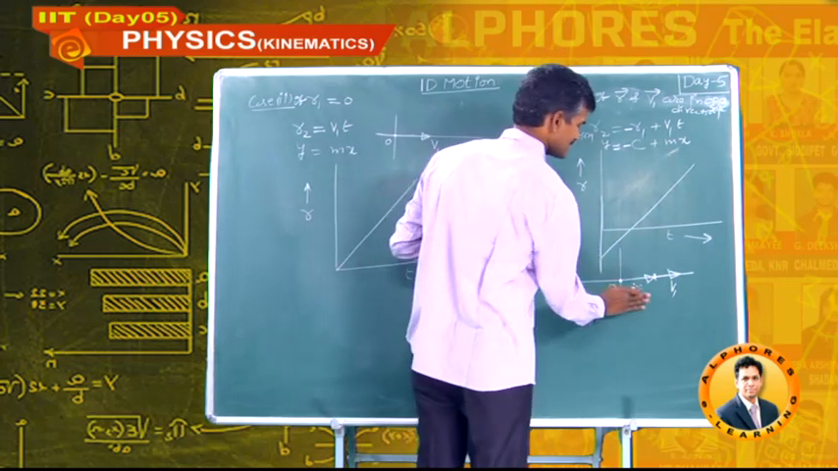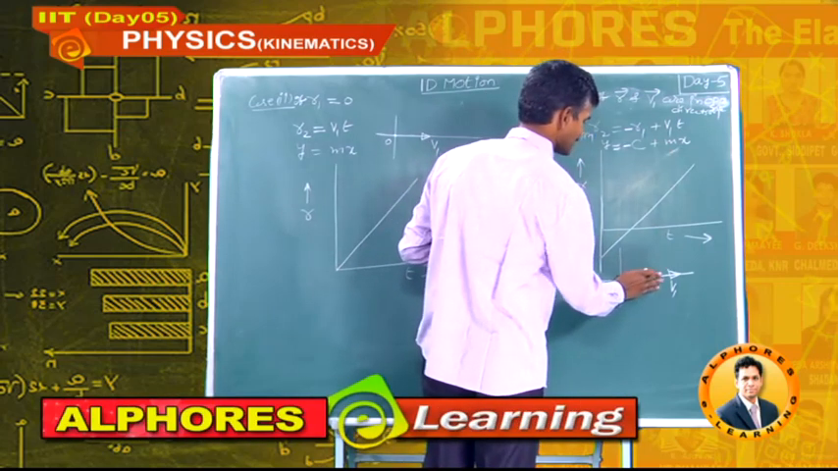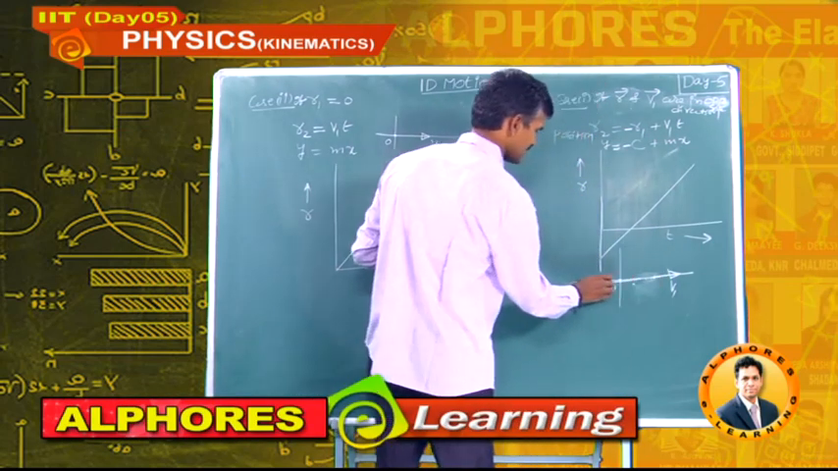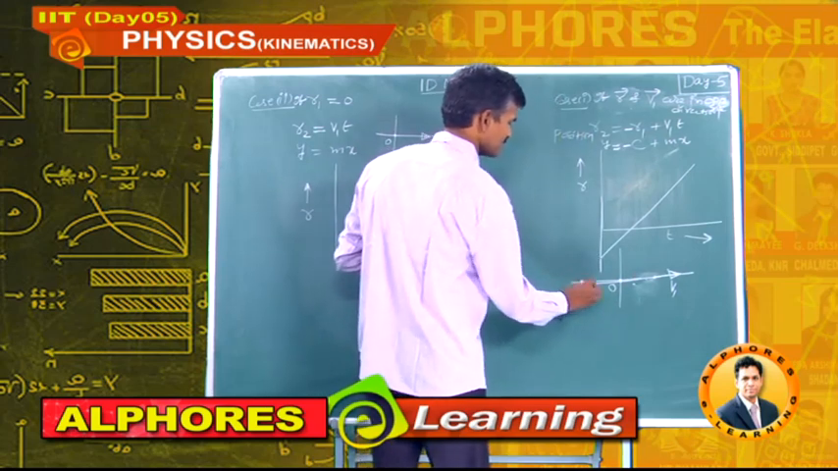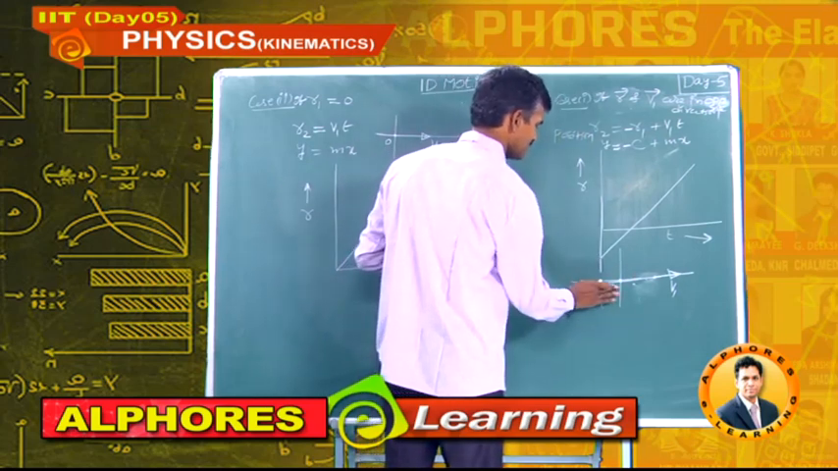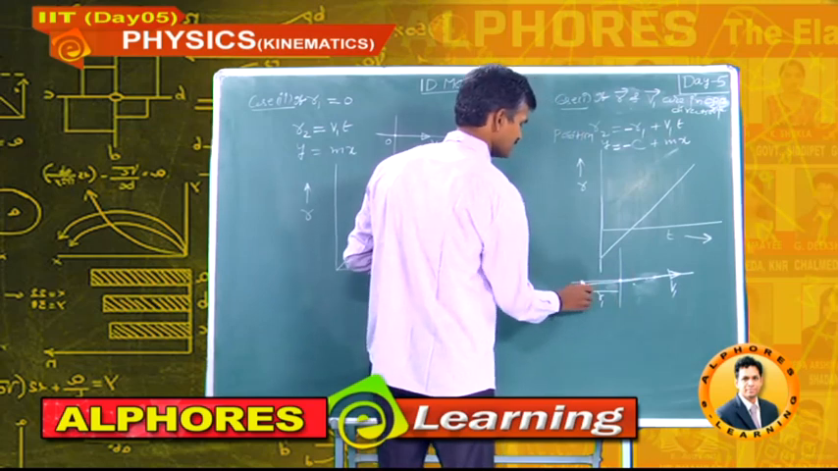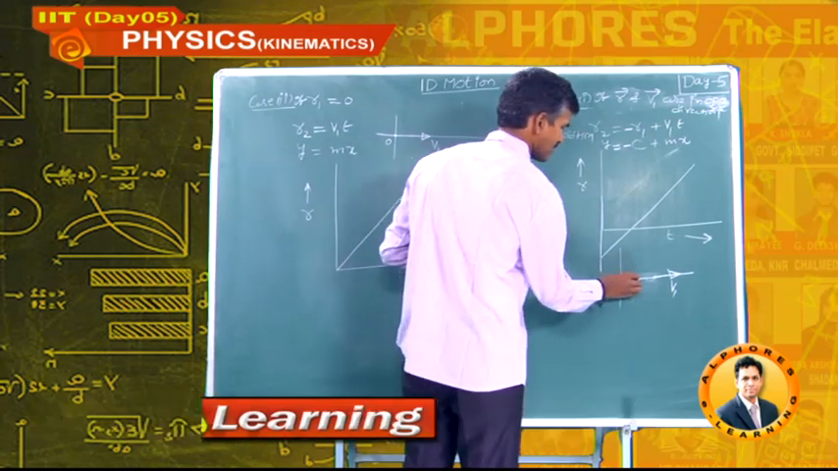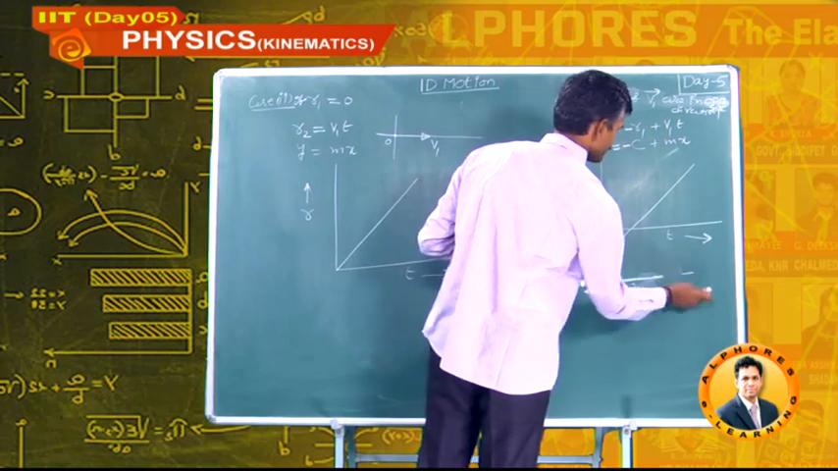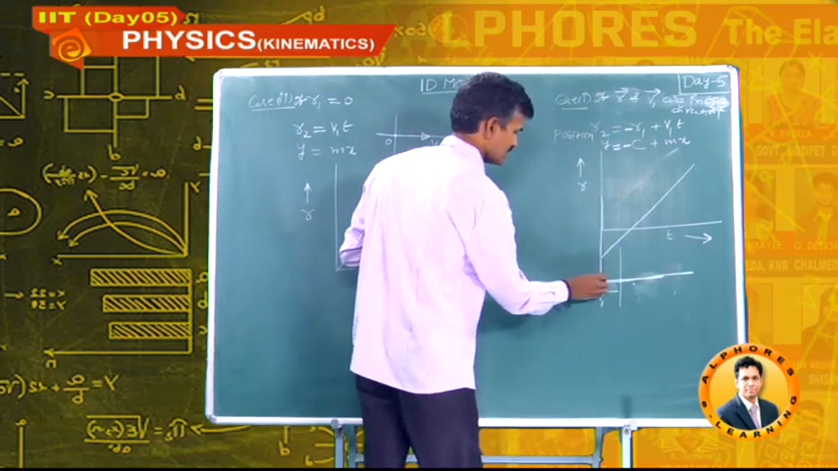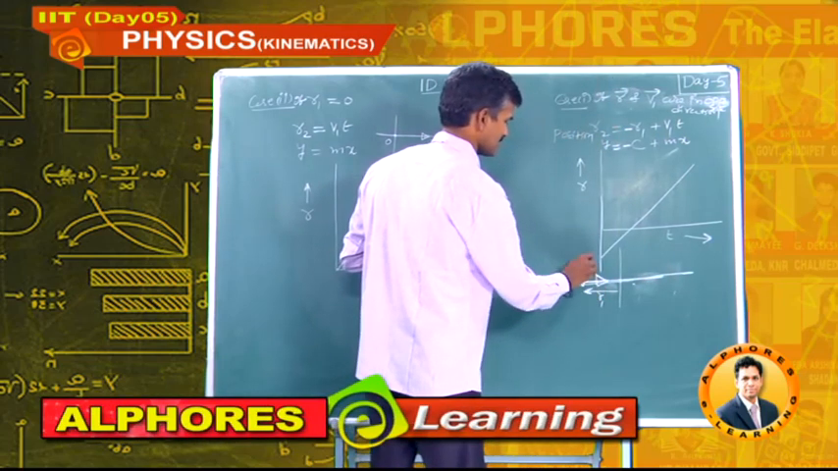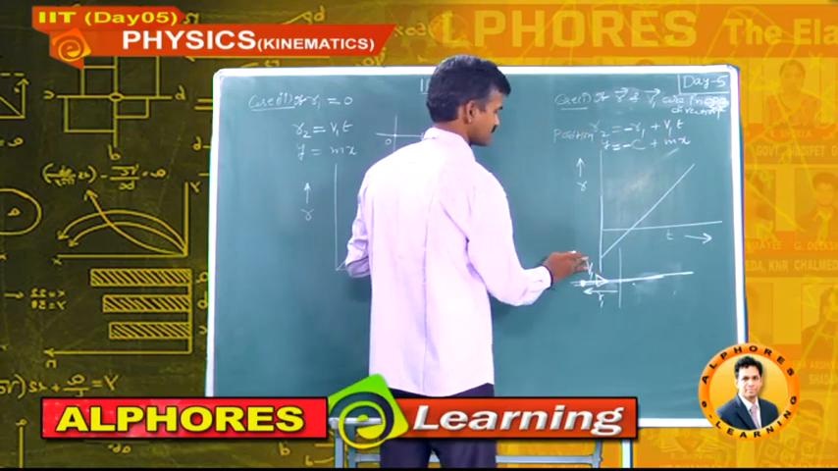In such cases, the particle starts from here, its position is negative, that is R1 is negative, and the particle moves along the positive x direction. You may show here also, this is the velocity of the particle, this is V1.